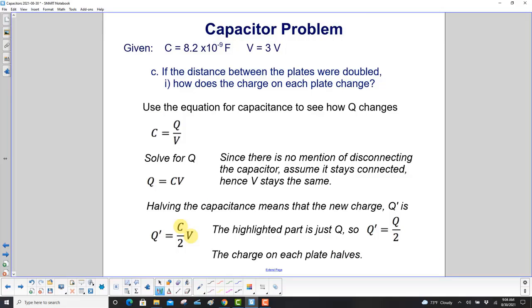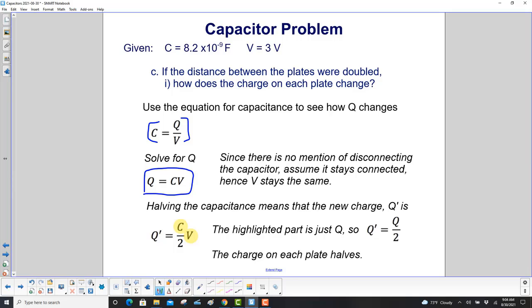This time we need to see how the charge changes. So we start with our equation here, and we'll solve that for Q because that's what we're going to be looking for, how that changes. First thing we'll note is since there is no mention of disconnecting the capacitor, assume it stays connected, so the voltage will stay the same.